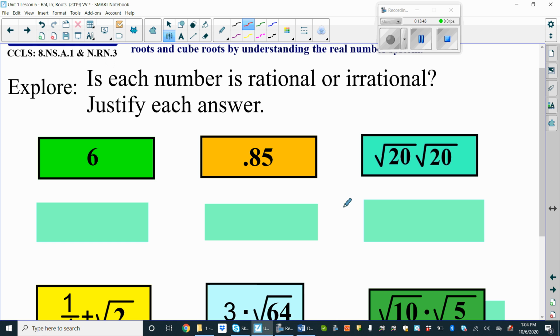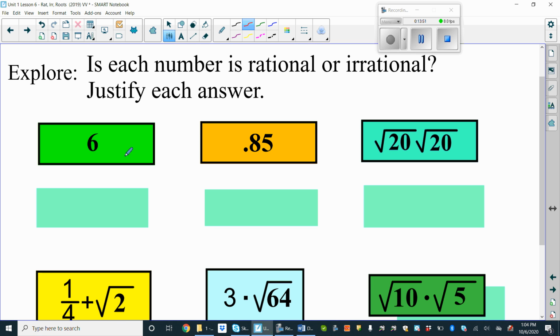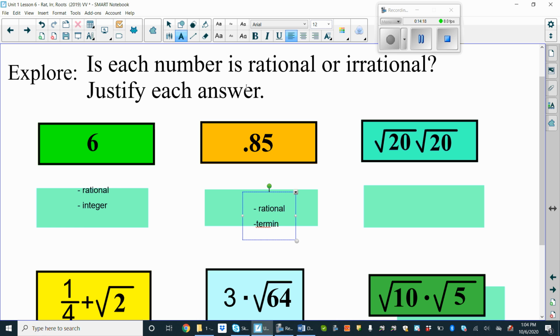Okay, is each number rational or irrational? And you justify your answer. So we'll do the first one together. This is how you will answer each one. The first one will be rational, and it's rational because it is an integer, right? Number 2, it is going to be rational because it's a terminating decimal. So this is how you will answer each one.